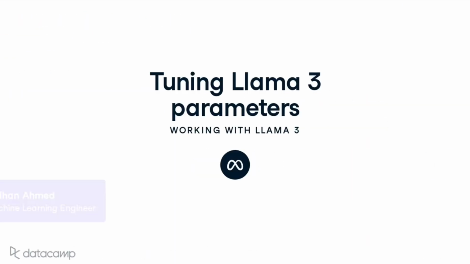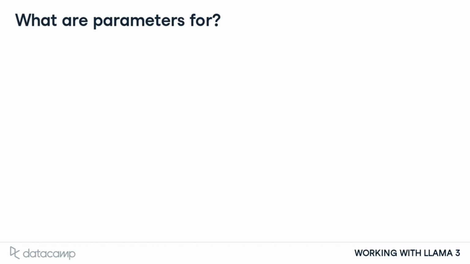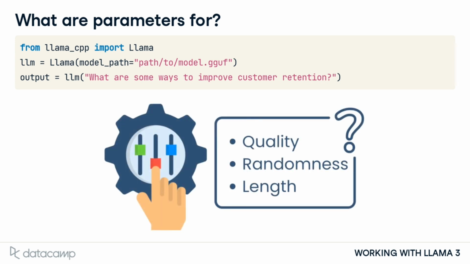Let's continue by exploring how to tune Llama's responses. In the previous video, we learned how to generate basic responses with Llama 3. But how do we control the quality, randomness, and length of those responses?